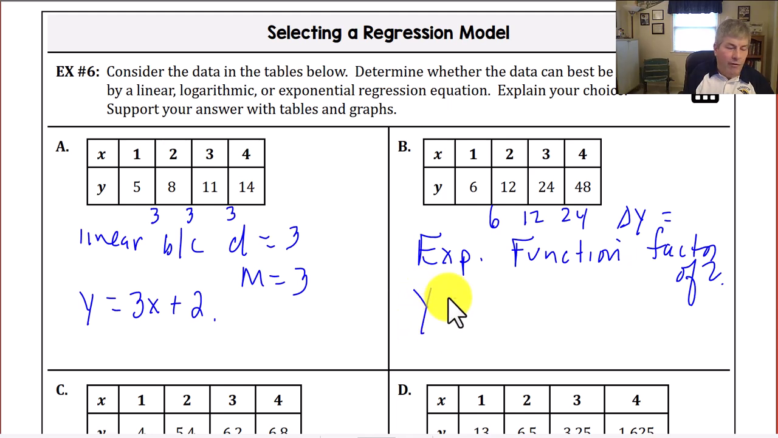So our function here is y equals 3 times 2 to the x. So when x is 1, we get 3 times 2. When x is 0, we get 3. So we would know that the 0th value would be 3 here.